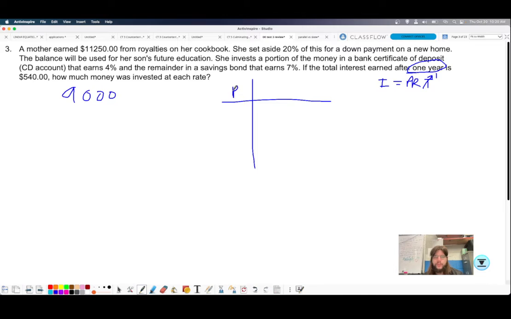So principal, rate, interest. What is that? I equals PRT, but T's 1. Oh, I thought that was an A. PRT. I thought it was APR. No, that's a whole other thing, that's annual percentage rate.